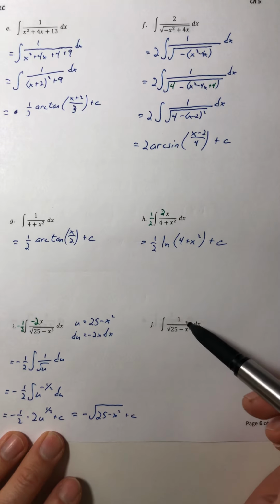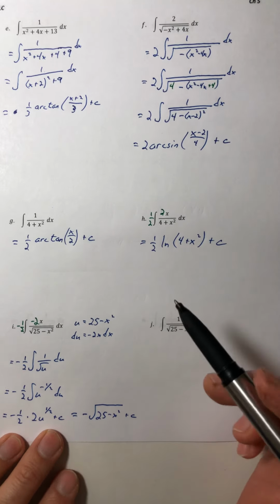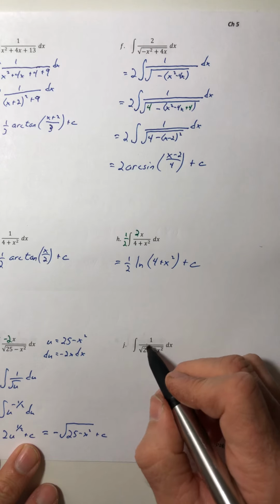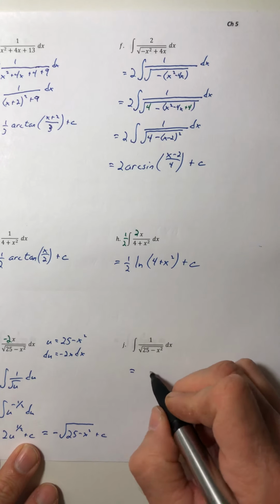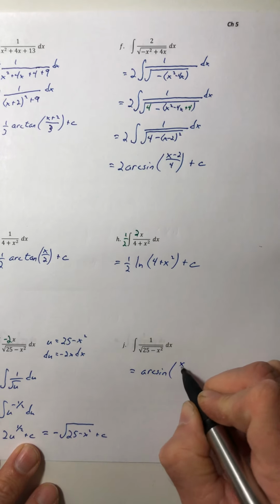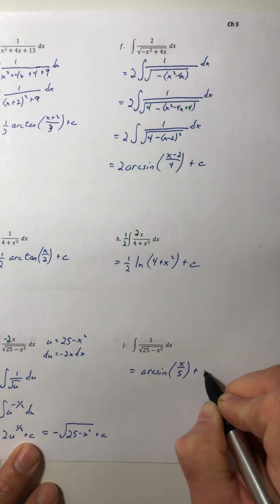And now this one over here, that one actually is the arcsine format that we want, because now you do have u prime sitting on top. So this is just arcsine of x over 5 plus c.